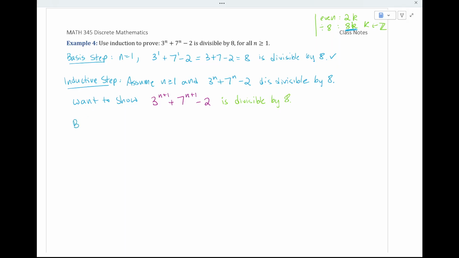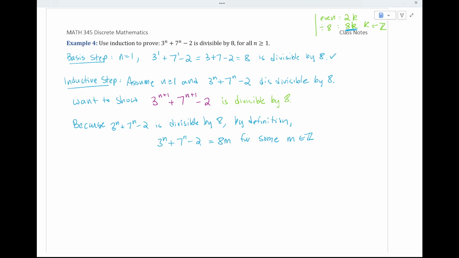So I'm going to go back to my induction hypothesis. Because 3 to the n plus 7 to the n minus 2 is divisible by 8, by definition of what it means to be divisible by 8, 3 to the n plus 7 to the n minus 2 is equal to 8k. For some, maybe I'll use m, since I'm using n. For some m that's an integer, m is in Z.